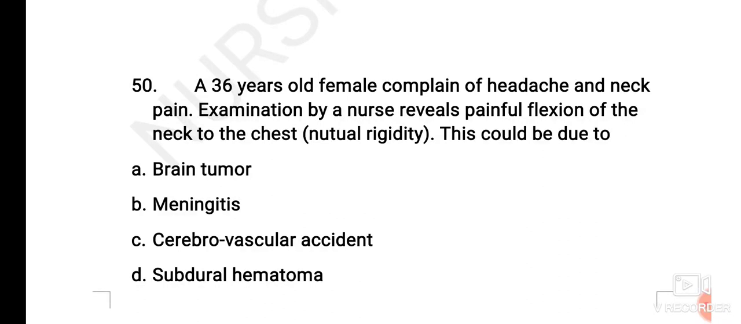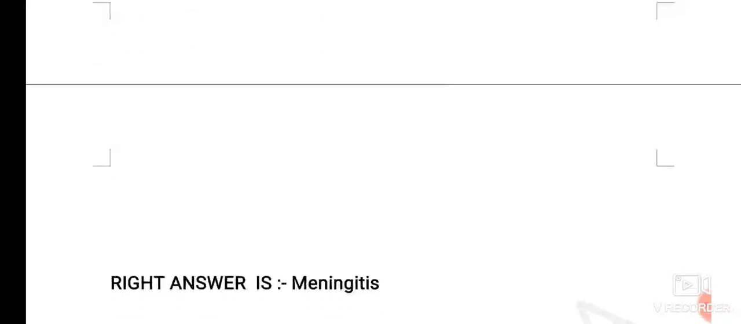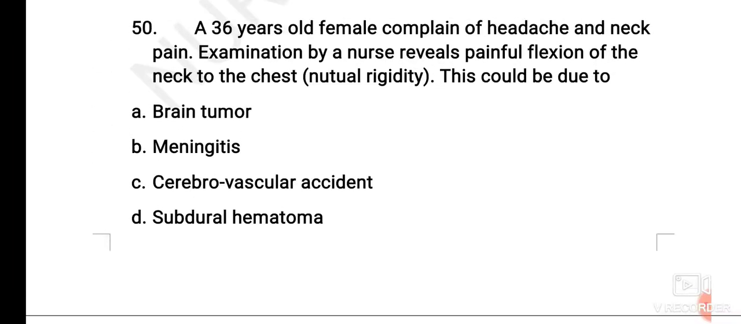Next question. A 36-year-old female complained of headache and neck pain. Examination by a nurse reveals painful flexion of the neck to the chest, nuchal rigidity. This could be due to brain tumor, meningitis, cerebrovascular accident, or subdural hematoma. So, the right answer is meningitis. Meningitis is the inflammation of the meninges, which is the layer of the brain. And this is the cardinal sign of meningitis, nuchal rigidity.